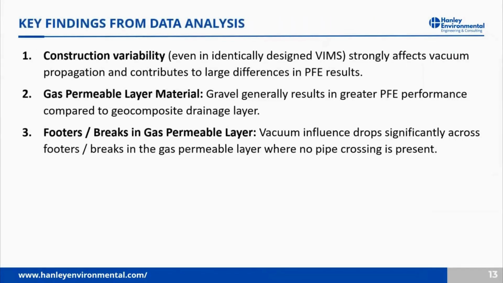So, wrapping up key findings that we saw. Number one, construction variability between 10 identical buildings. We saw big differences in the amount of vacuum propagation. Number two, the effect of the gas permeable layer material. One takeaway here is when we design systems with drainage mats instead of gravel, I think we'll probably decide to use tighter spacing in the risers than we might otherwise. Number three, the effects of footers, breaks in the gas permeable layer had a significant drop in vacuum across those.